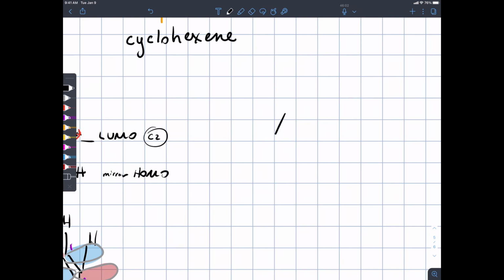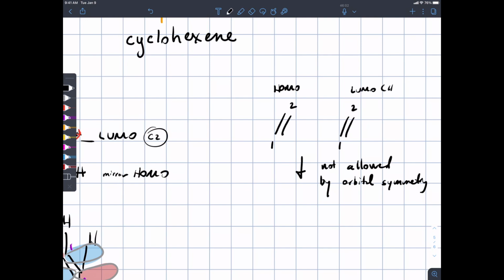For fun, and I know none of you actually want to have fun at this point in the course, but you should, for fun, you could convince yourself why this is not allowed by orbital symmetry. See whether you can do the same kind of thing with the HOMO of one olefin and the LUMO, the pi star of the other, and see whether there's any way to get them to come together side by side with matching orbital phases on each one, and it doesn't work.